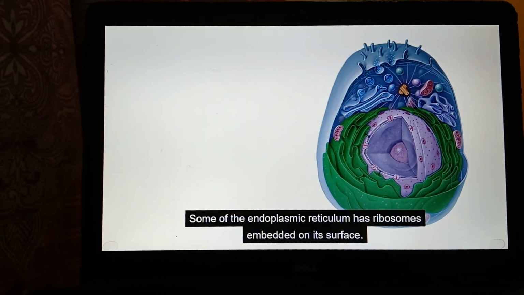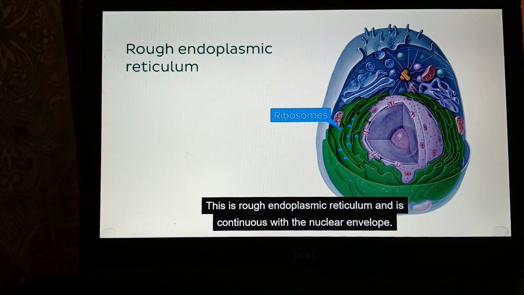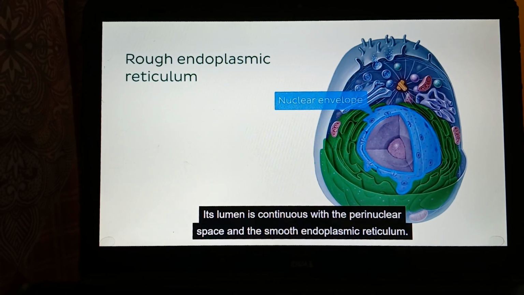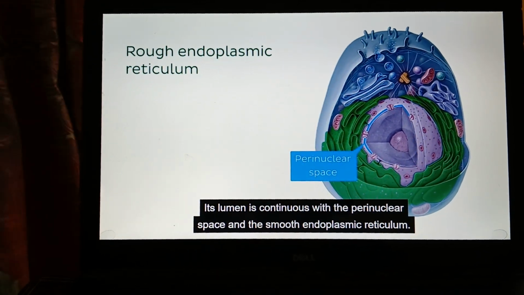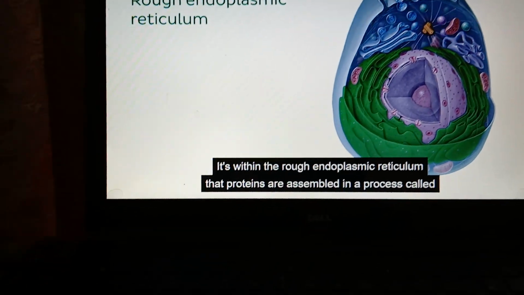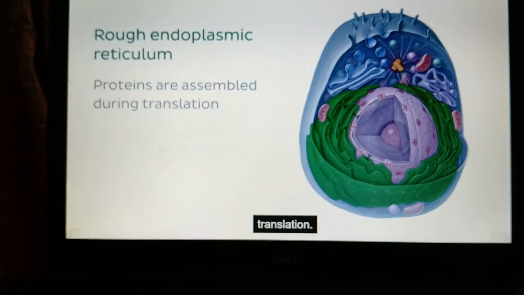Some of the endoplasmic reticulum has ribosomes embedded on its surface. This is rough endoplasmic reticulum and is continuous with the nuclear envelope. Its lumen is continuous with the perinuclear space and the smooth endoplasmic reticulum. It's within the rough endoplasmic reticulum that proteins are assembled in a process called translation.